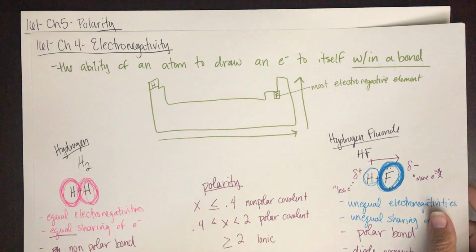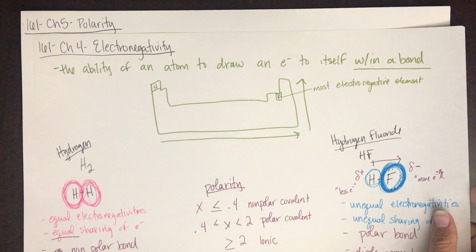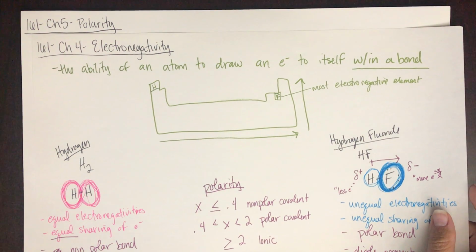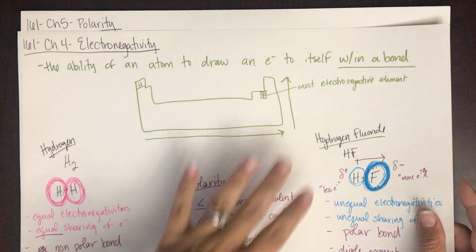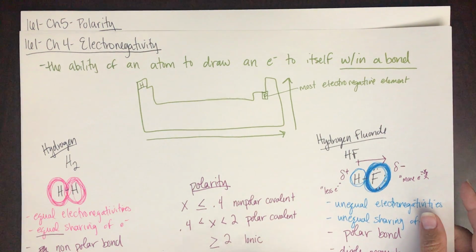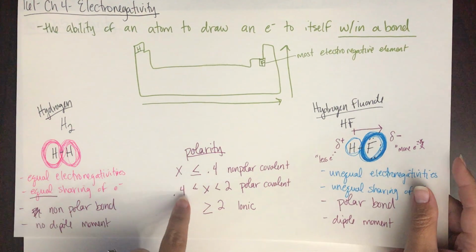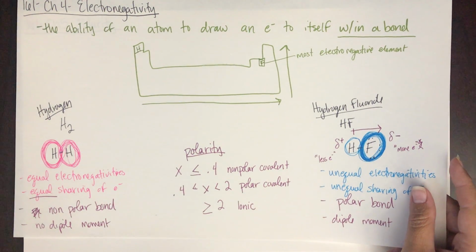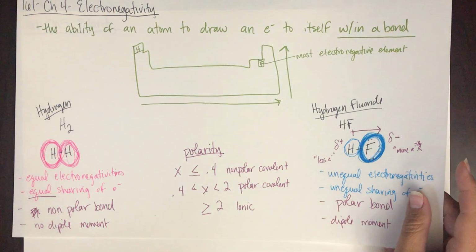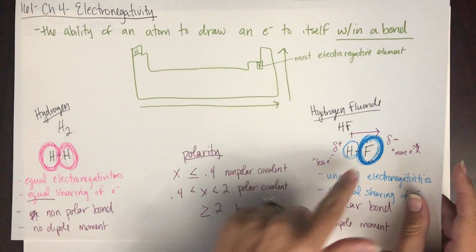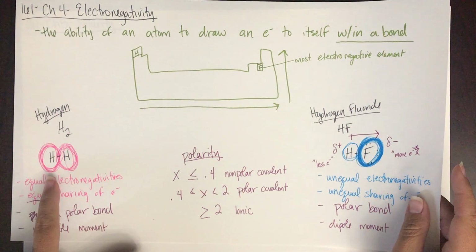Okay, so let's talk about polarity. We've talked about polarity in chapter 4. Remember we said polarity was a difference in electronegativity. Remember we introduced electronegativity and said that was the ability of an atom to draw an electron to itself within a bond. And every element on the periodic table is given a value of electronegativity. And if the difference of the electronegativity is between 0.4 and 2, we say that that is a polar covalent bond. So this was talking about bonds that are polar or non-polar.